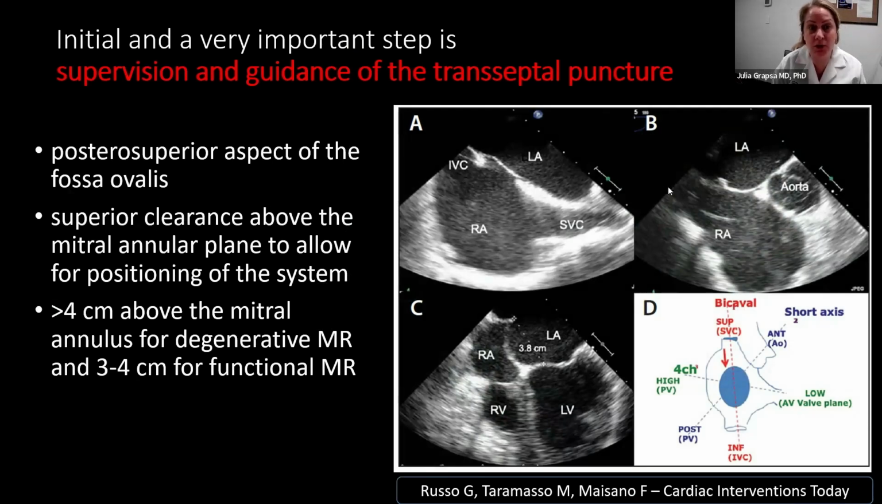We help the interventionalist go to the posterior superior aspect of the fossa ovalis, and when we have degenerative mitral regurgitation, more than 4 centimeters above the mitral annulus is ideal, while 3 to 4 centimeters we use for functional mitral regurgitation.